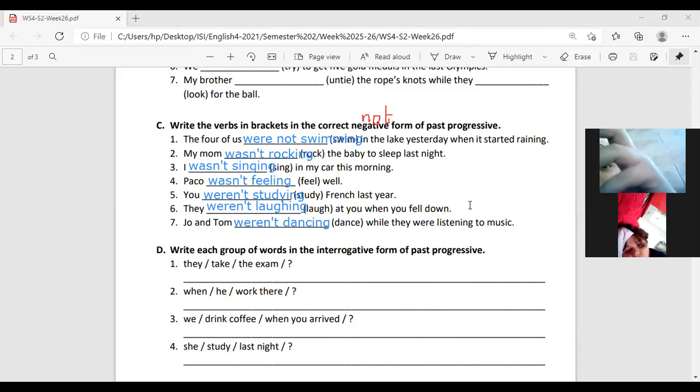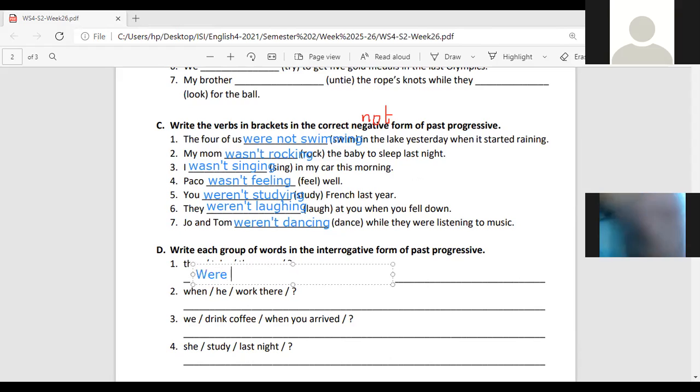They take the exam. Make it a question. Interrogative. They were taking the exam. Make it a question. Were they taking the exam? Excellent. Were they taking the exam? Question mark. Thank you, Karim Bitar.